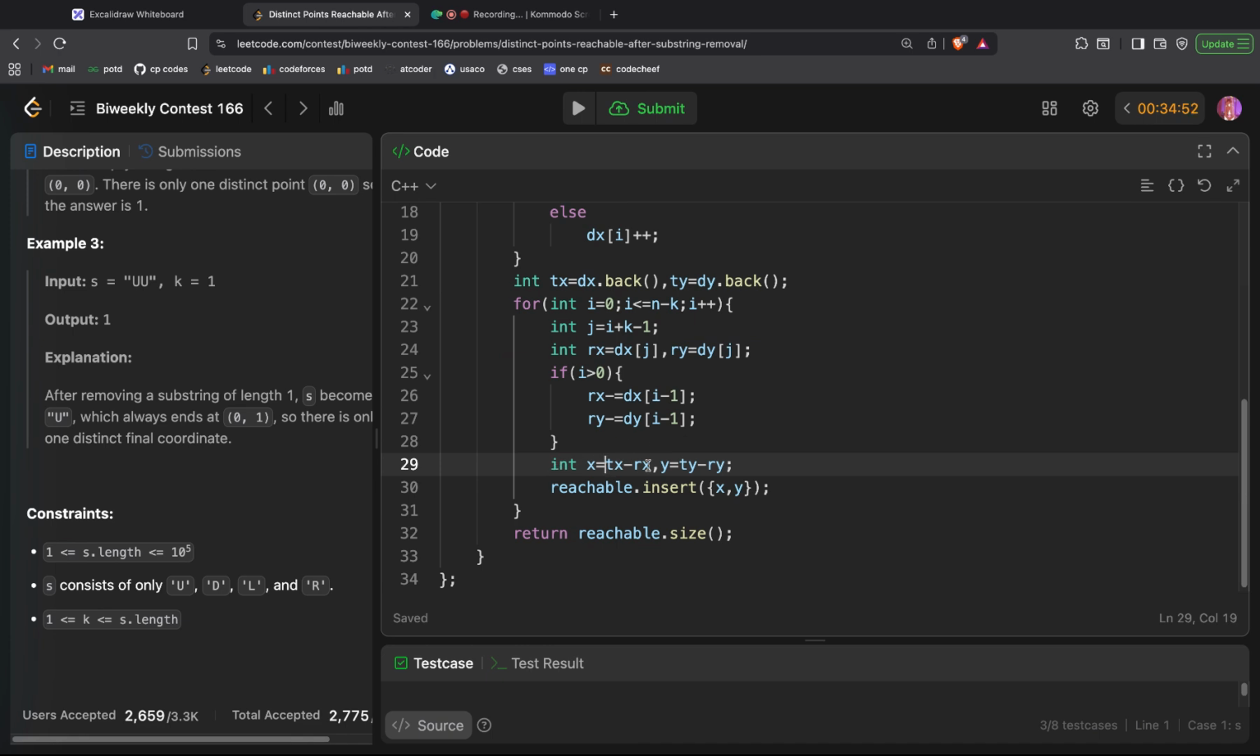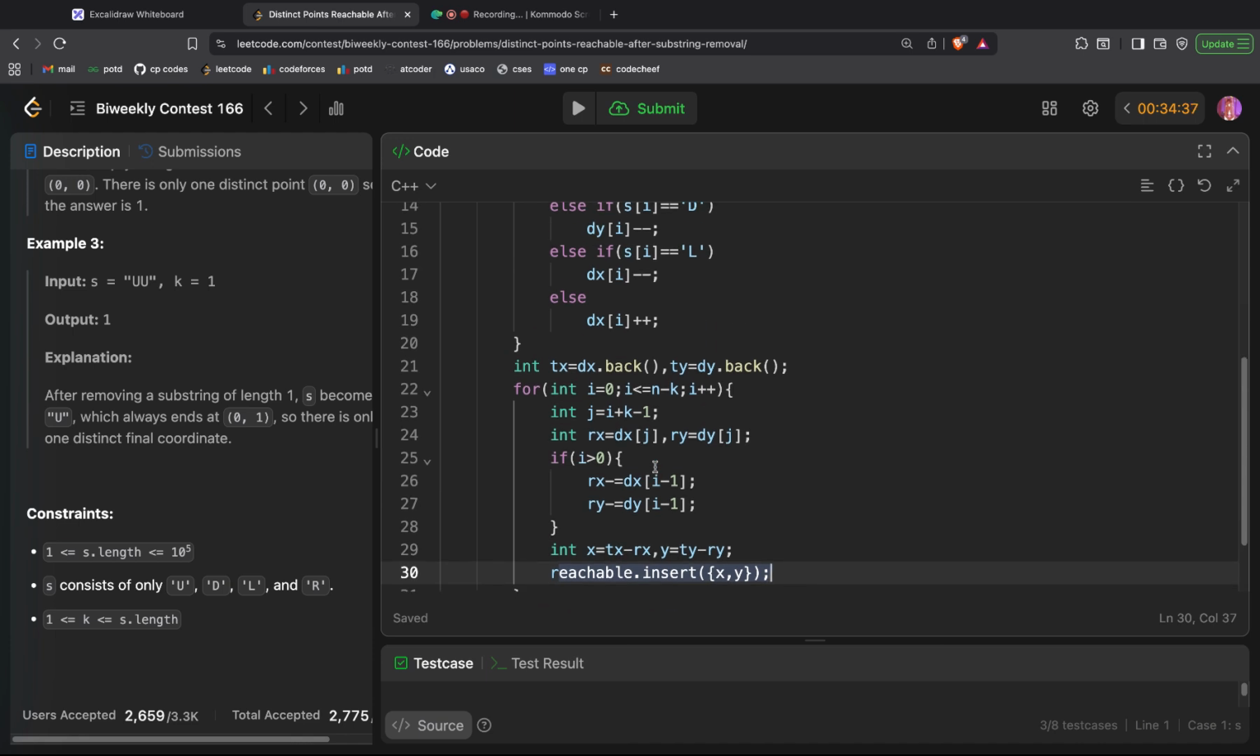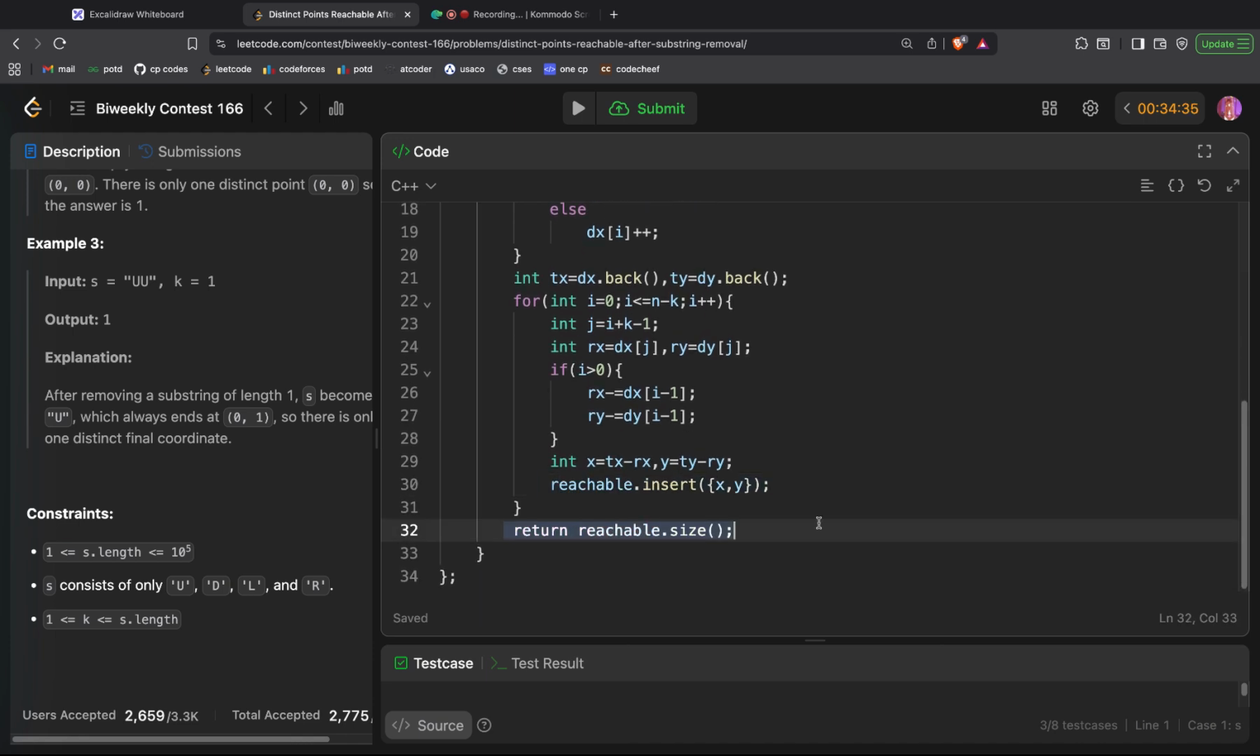So x would be tx minus rx. So rx is basically the amount of x that you are removing, the amount of up x or down x you are removing, and ty minus iy, and then you can insert this in the reachable set. And because it's a set, it won't contain any duplicates, and then you can just return reachable dot size. Hopefully this makes sense.